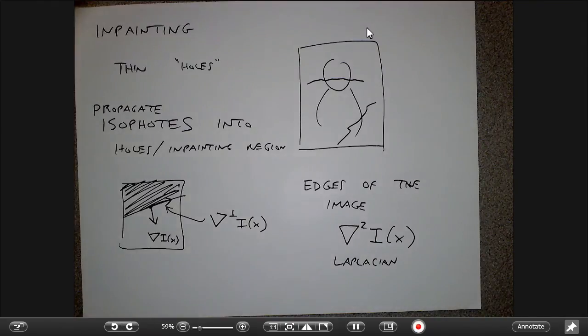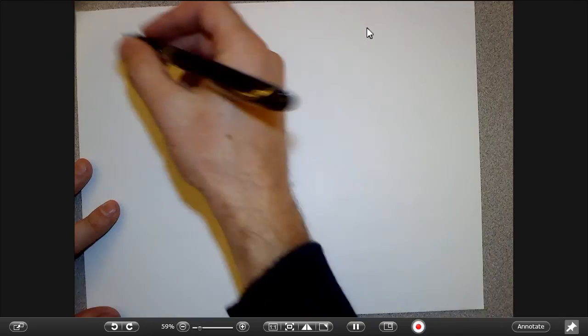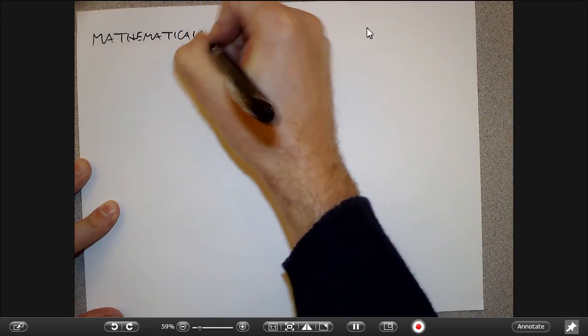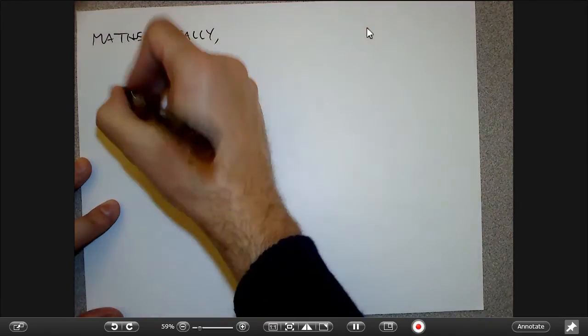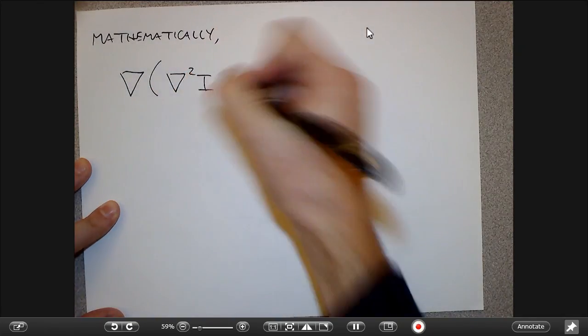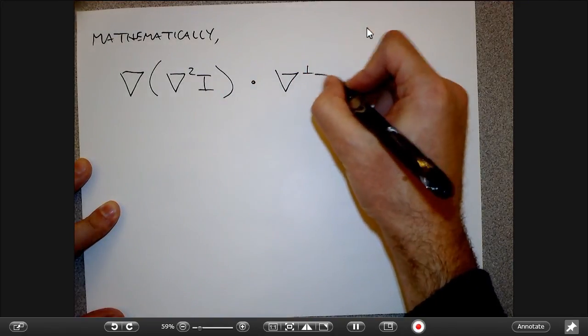What I want to do is find where these edges are strongest and push them along the isophote directions into the hole. The idea is I want to continue edges into the hole. A mathematical way of saying that, and this is where it gets a little bit hairy, is that this delta basically means the change in the Laplacian dotted with the isophote directions should be 0.